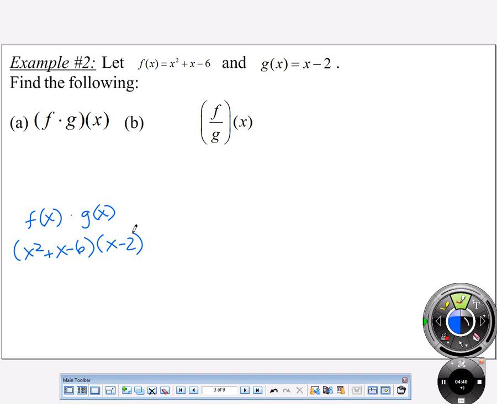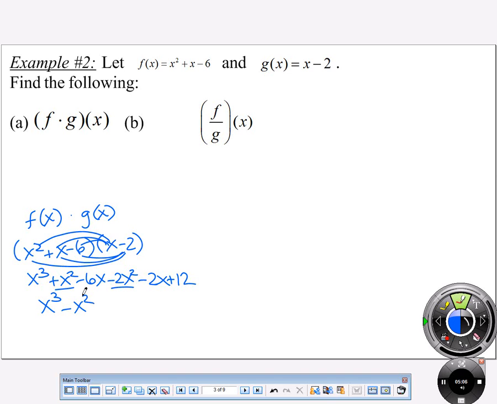Okay. So then here, don't forget to distribute every term to every other term. So this would be x cubed plus x squared minus 6x. Then if I distribute the negative 2, negative 2x squared minus 2x plus 12. And then combine the like terms just like before. So we have a cubed term, we have 2 squared terms, we have 2 linear terms and a constant. So that's f of x times g of x. Okay.